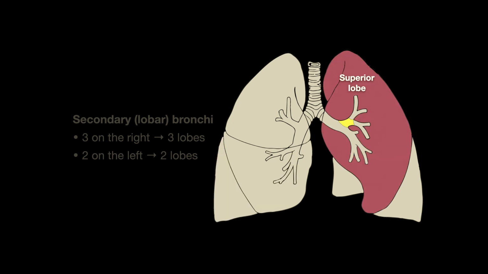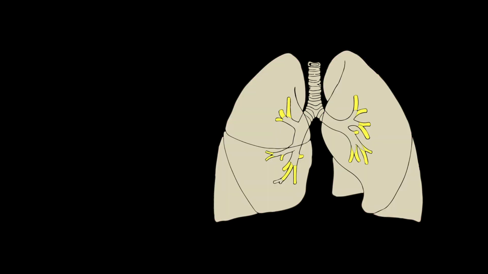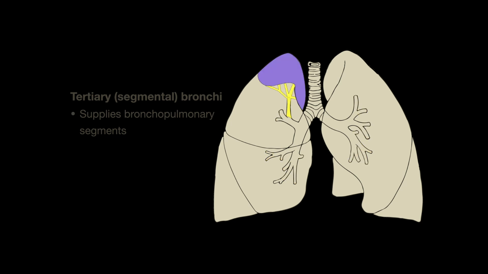And then the left lung, superior and inferior lobe. So the secondary bronchi, because it's the second branch, also known as lobar bronchi because they supply the lobes, are shown here. Next are the tertiary bronchi. Primary, first, secondary, second, tertiary, third. These bronchi supply a bronchopulmonary segment. This is why they're also called segmental bronchi. And so all those yellow lines are representing these segmental bronchi, and they supply a part of a lobe.